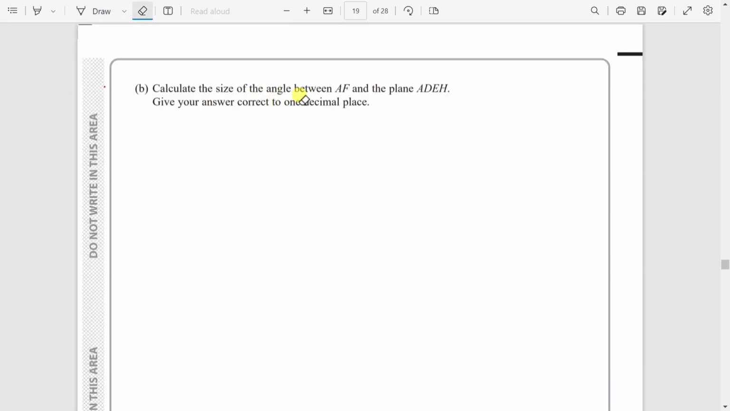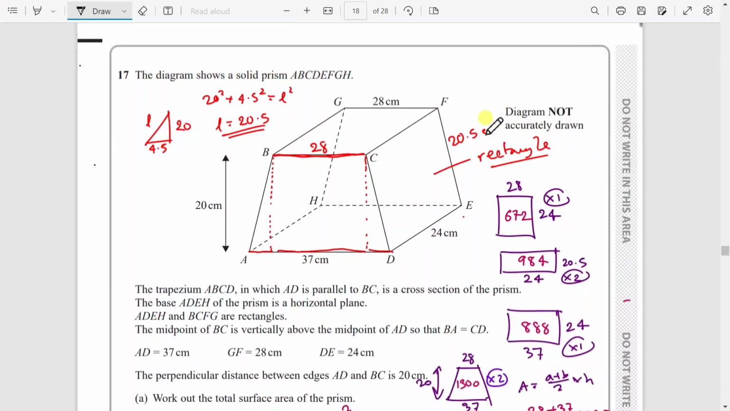Calculate the size of the angle between AF and the plane ADEH. Okay, cool. Give your answer correct to one decimal place. So AF and the plane. The plane ADEH is the one at the bottom. When you ask a question like this, the first thing you want to do is draw a line from A to F, like they say. So from A all the way to F. Draw a nice straight line with a ruler if you've got one, yeah?